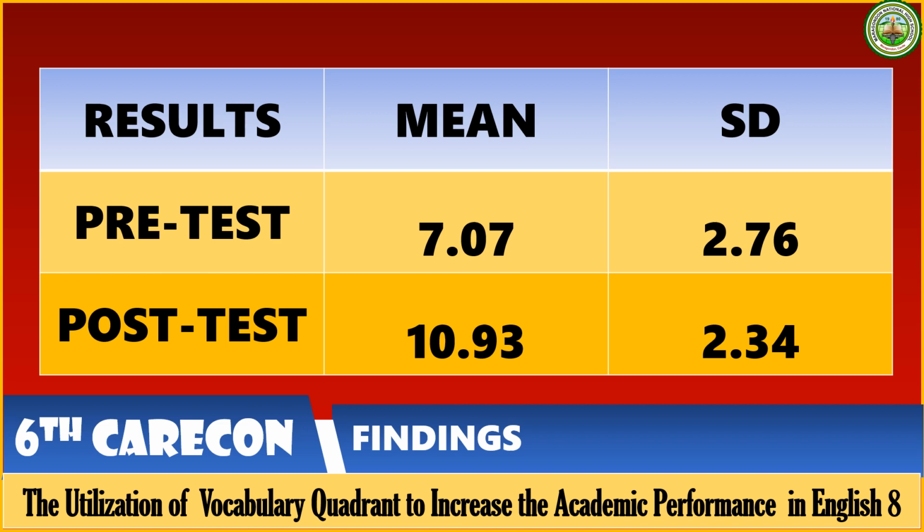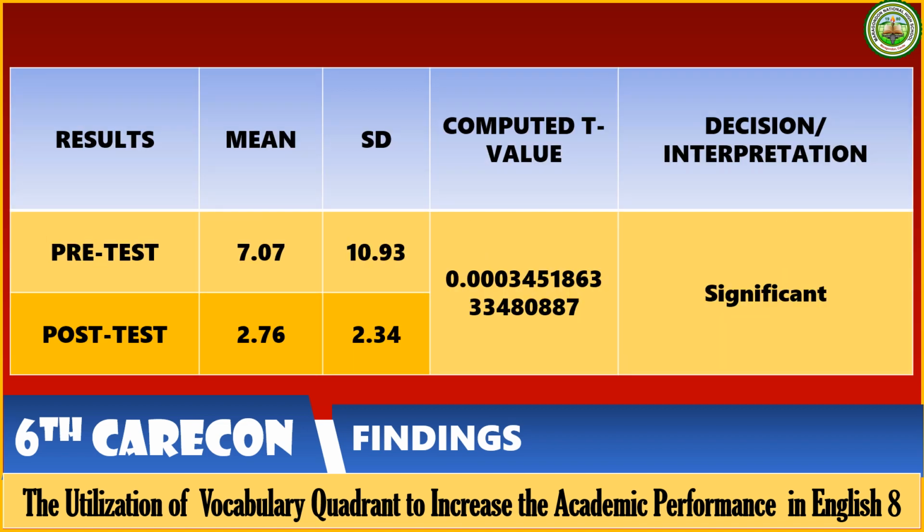The mean percentage score of pretest is 7.07 with standard deviation of 2.76, while the mean percentage score of post-test was 10.93, with the standard deviation of 2.34. Derived from pretest and post-test result administered to the students, the p-value computed is 0.000345186333480887, which is less than 0.05. Thus, it reveals that there is a significant difference in the result of pretest before and after the utilization of Vocabulary Quadrant.